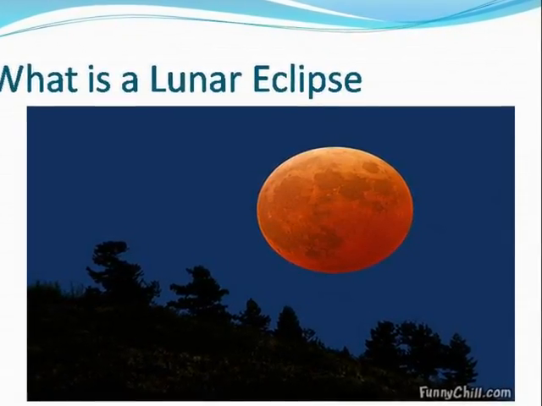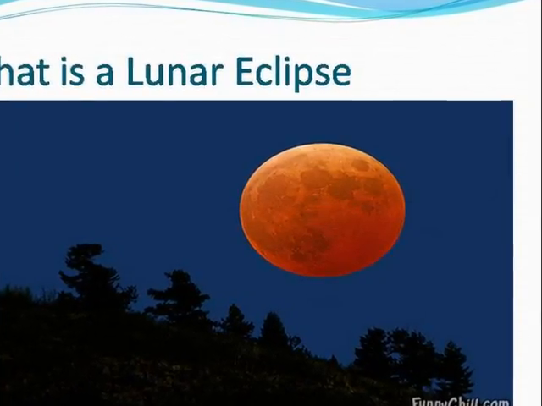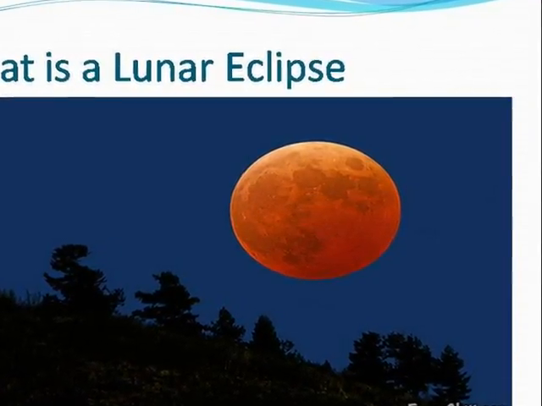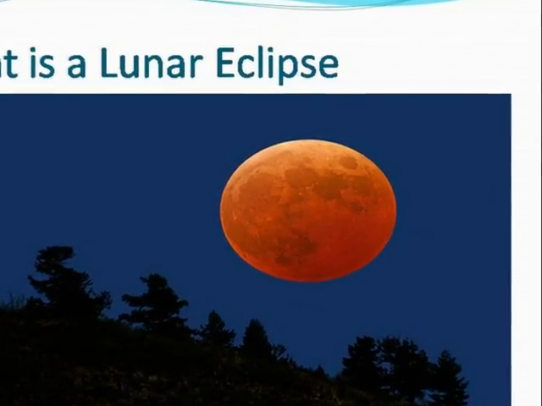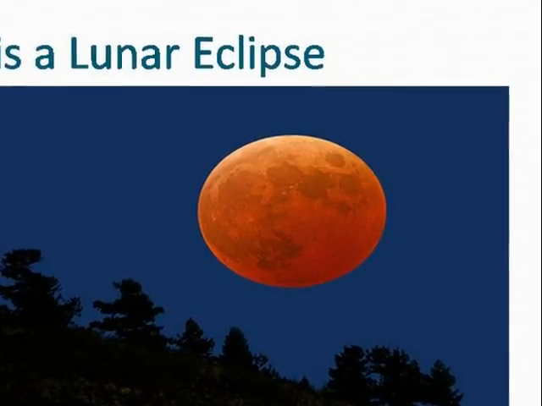What is a lunar eclipse? A lunar eclipse is when the sun and the Earth are exactly lined up. This is when a lunar eclipse happens. The Earth blocks off the sunlight that usually lights up the moon. A lunar eclipse can last up to 3.5 hours.